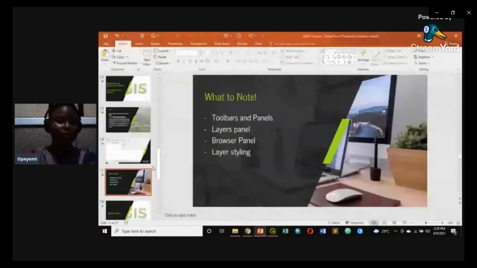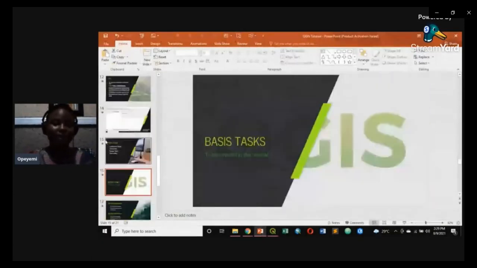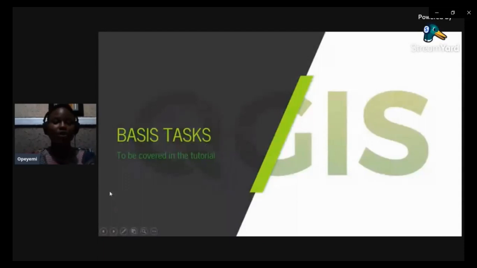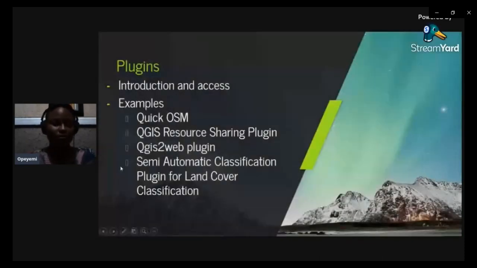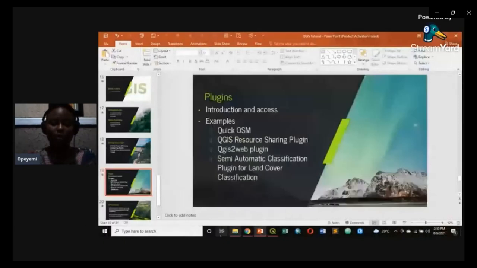So okay, for example, I'll take us back to the presentation and the basic tasks that we'll be covering in this tutorial. So to give us a bit of context, to be covered in this tutorial, I'll be walking us through adding raster data to the GUI, adding vector data through these various sources. You could go via the data source manager or via the manage layers toolbar or via the browser. Okay, so once we're done with that, then we'll move into the plugins as well.